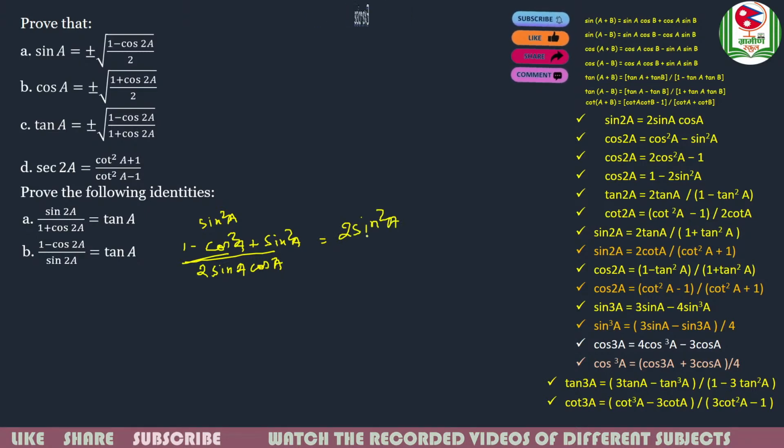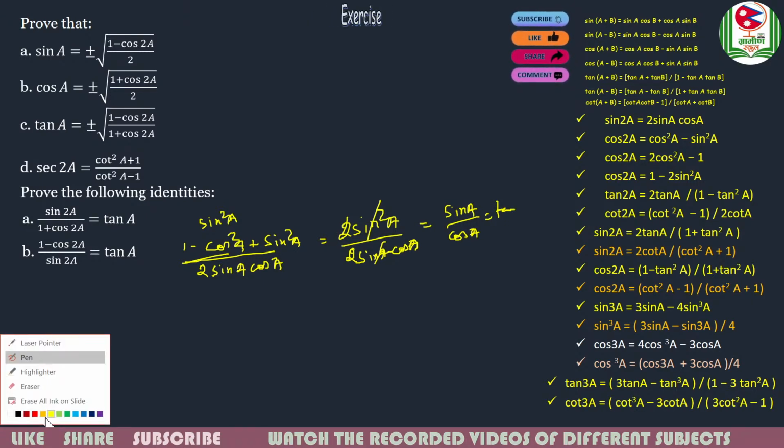Now the denominator is 2 sin A into cos A, and this sin A and sin A is cancelled out, and 2 is cancelled out. So the result will be sin A upon cos A, that is equal to tan A. Again we have proved. So let's see another.